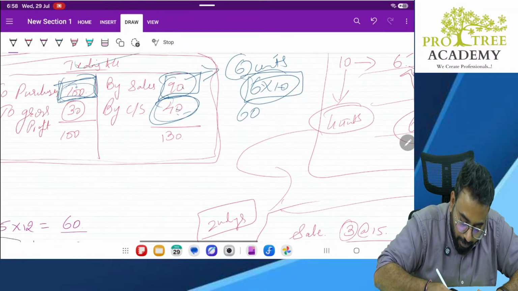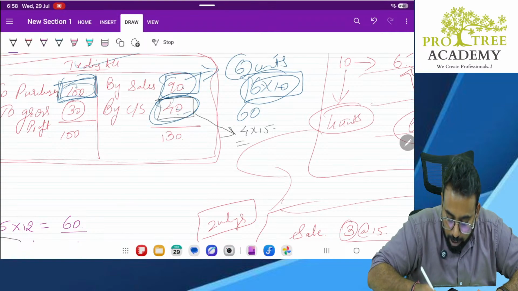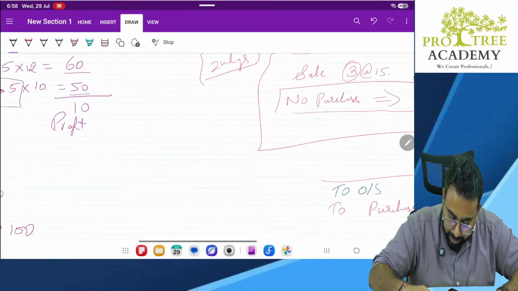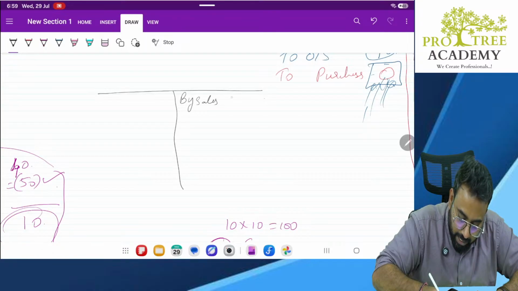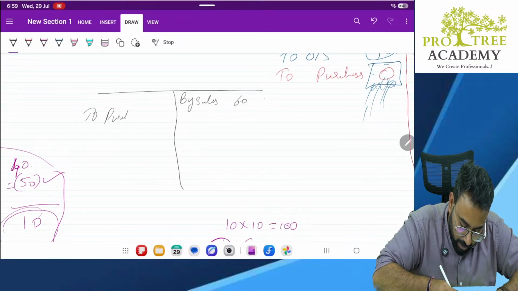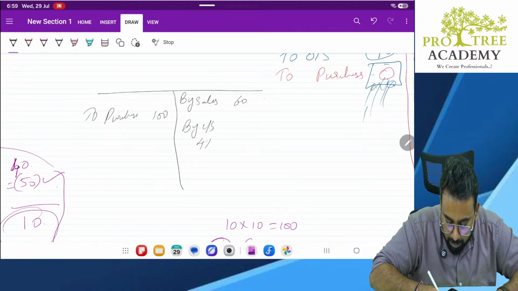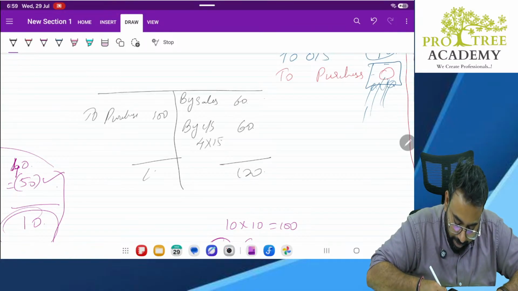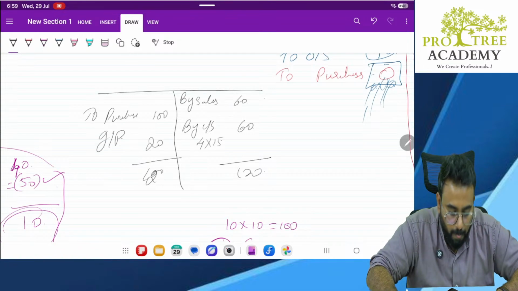Now, let us say we valued this 40 rupees at the selling price. What would it have become? 4 into 15, 60. So it would have become 60. Okay, I'll write it freshly so that you understand. By sales 60. To purchases 100. By closing stock. How many units were left? 4 units, but I am valuing it at 15. So that will be 60. Total 120, less 100. So the remaining 20 rupees is your gross profit.